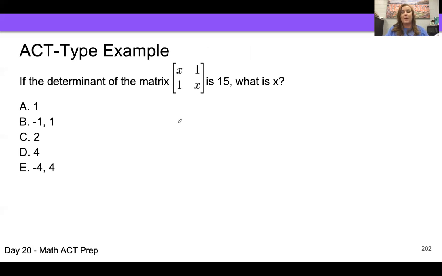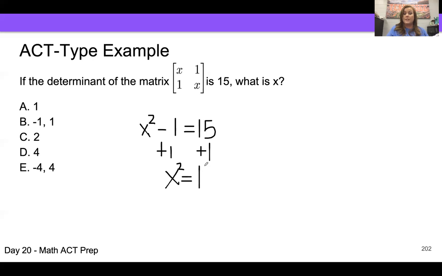All right, let's go back and let's look at this. So for the determinant, we do A times D. So X times X is X squared minus B times C, which is 1, and it should equal 15 because they actually gave you what it was. So we need to solve for X. How do I do this? Well, if I add 1 to both sides, I'm going to get X squared is equal to 16.